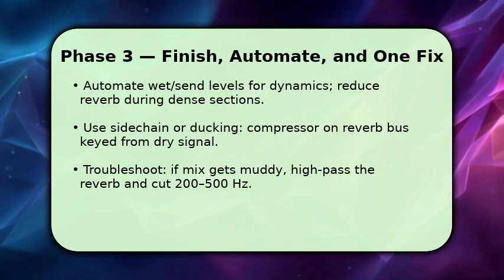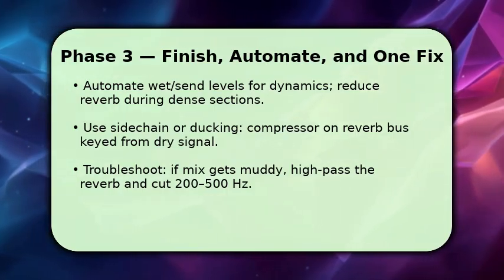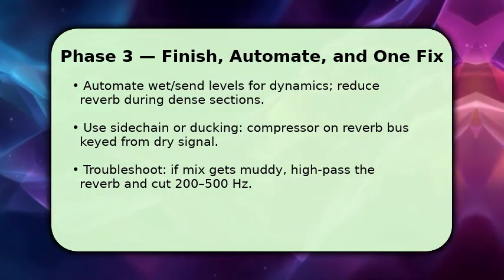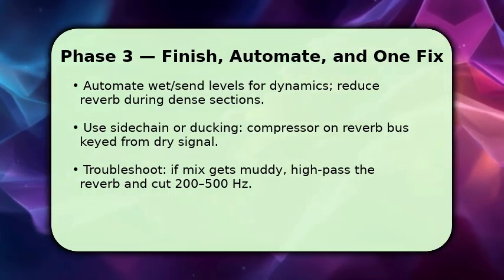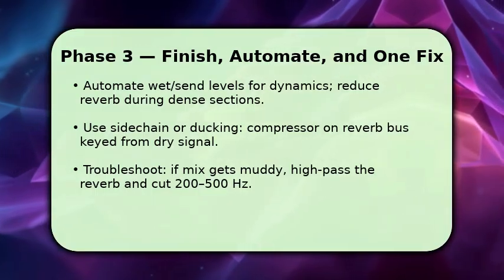Finish by automating wet or send levels to suit arrangement. Bring reverb up on breaks, pull it back in busy passages. If you need tightness, route reverb to its own aux, add a compressor with sidechain keyed to the dry track, and set gentle ducking so the vocal stays forward. Once done, listen in context and compare A/B.